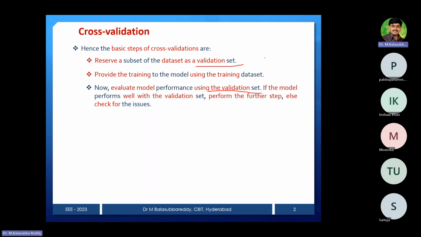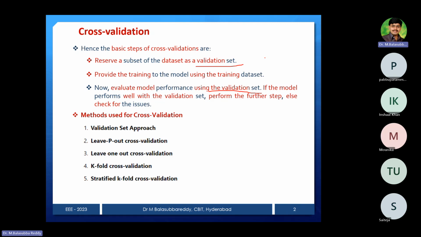If the model performs well with the validation set, then we go to the further step. Otherwise, you have to find the issues. This is the way we are able to process. For this process, we have some methods. There are a lot of methods. In general, one method we use is k-fold cross validation.